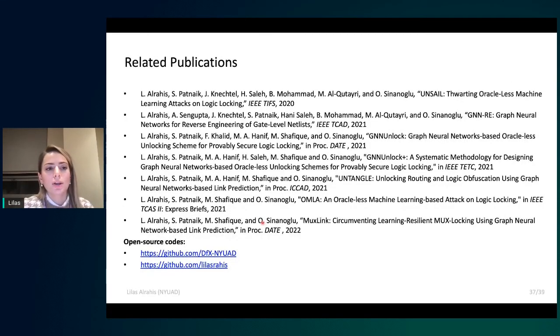So this is a list of some related publications, publications in which we use machine learning and GNNs. Also, all our platforms are open sourced. So using these two links, you should be able to access all of our codes, all of our circuit to graph conversion, feature extraction, and so on.